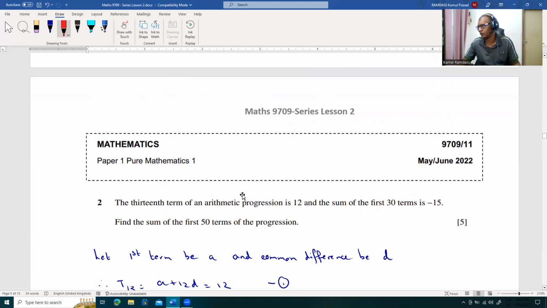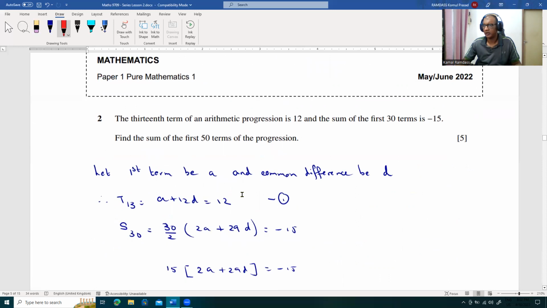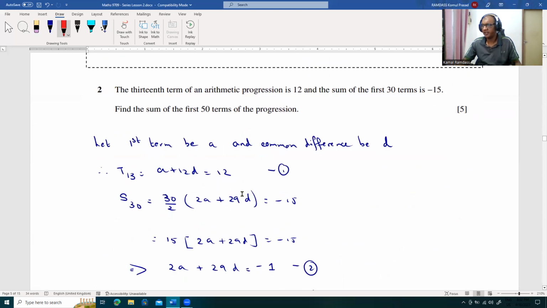Now we do June 2022. The 13th term of an arithmetic progression is 12, and the sum of the first 30 terms is minus 15. Find the sum of the first 50 terms of the progression.